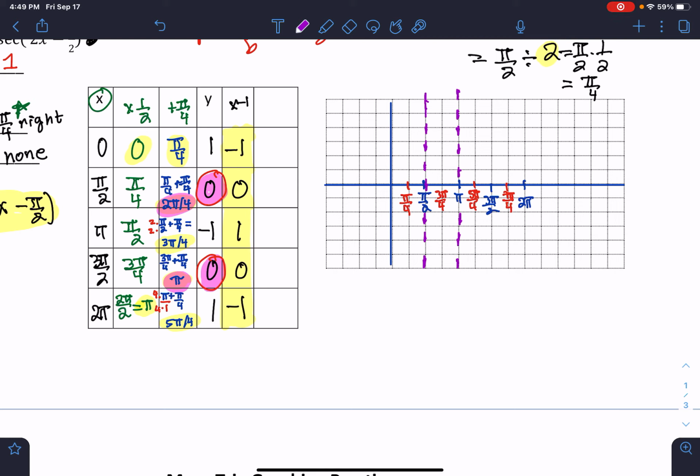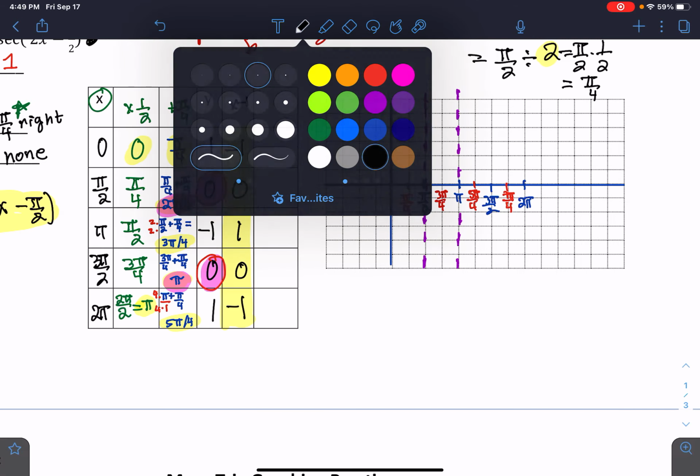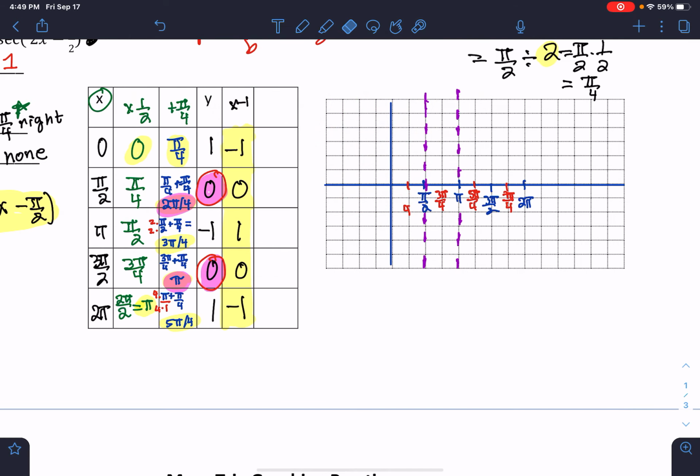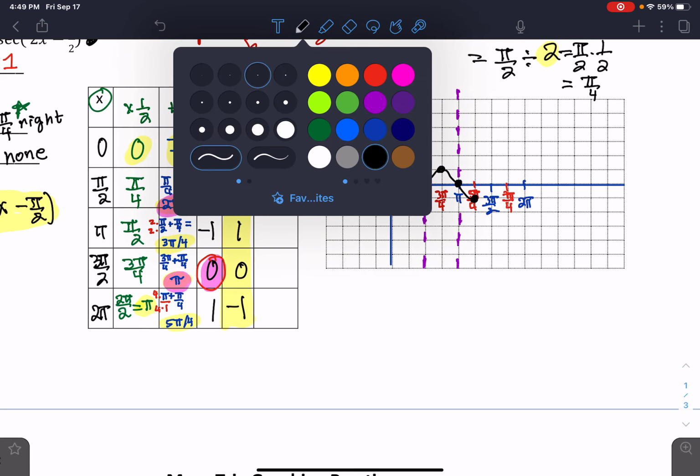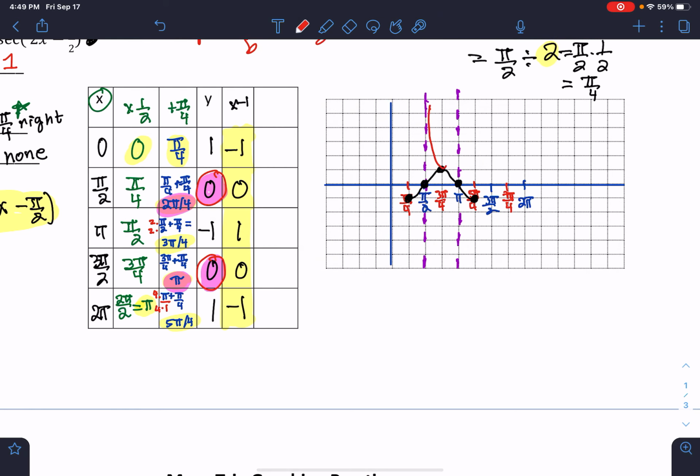So I have pi over 4, negative 1. I have 2 pi over 4, 0. I have 3 pi over 4, 1. I have pi, 0. And then I have 5 pi over 4, negative 1. So we can see our graph like this. And now I can make my parabola go up.